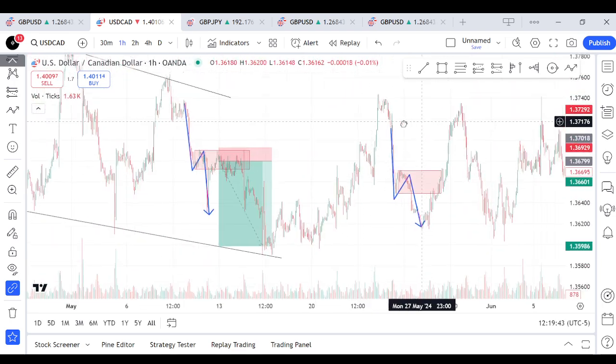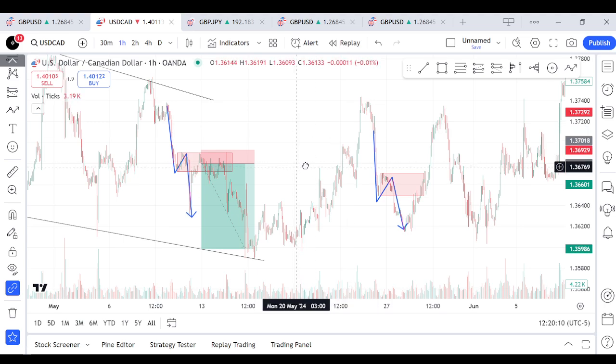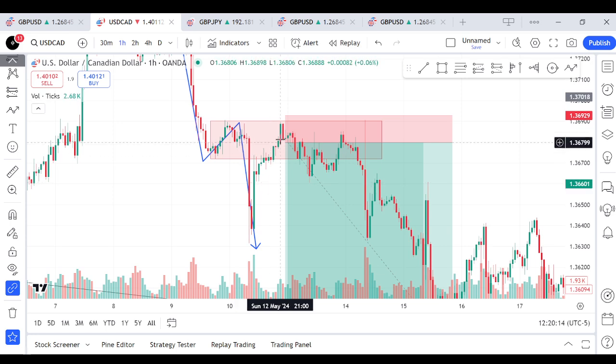So let's look at common mistakes to avoid when trading the drop base drop. A common mistake is entering trades without confirmation. We just discussed that. One of the biggest mistakes traders make is entering a trade as soon as price touches the supply zone without waiting for confirmation. While it's tempting to jump in early, this can lead to false breakouts or price continuing higher before reversing. So always wait for confirmations when price returns to the support level.